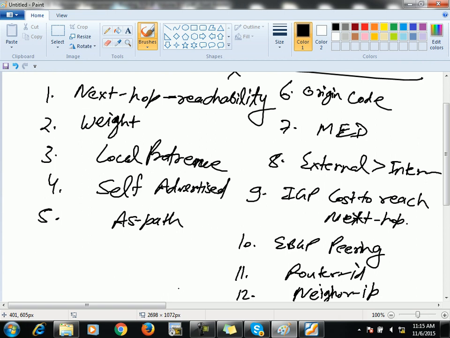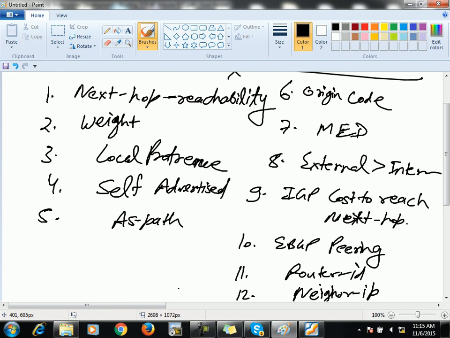If path selection is already done based on origin code, then it will not go for any next attribute, right? And if origin code is also the same, then it will go for MED. If MED is also the same, then it will go for external, internal. Remember, external will always be preferred over internal. You know very well that for eBGP by default its AD value is 20, and for iBGP it is by default 200, right?